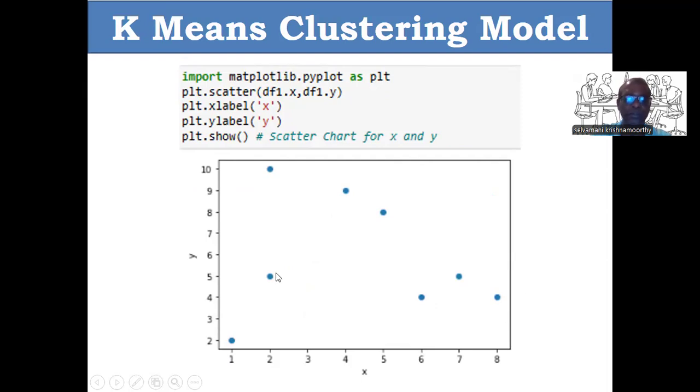So simply these 2 points are left out. These 2 points are assigned to cluster number 2. Cluster number 1, cluster number 2, cluster number 3. I hope it is clear.